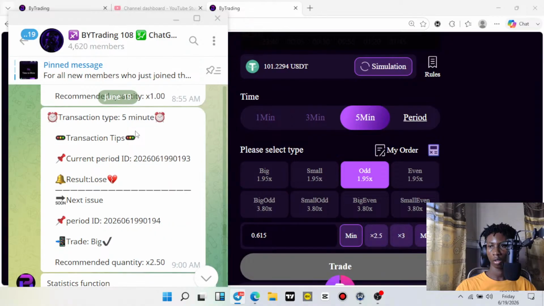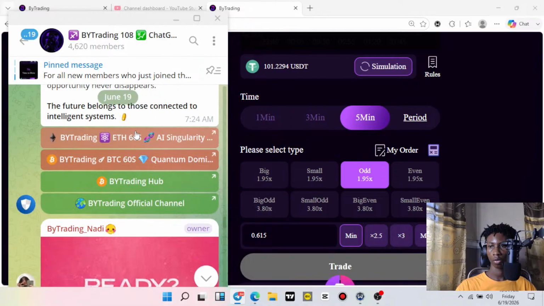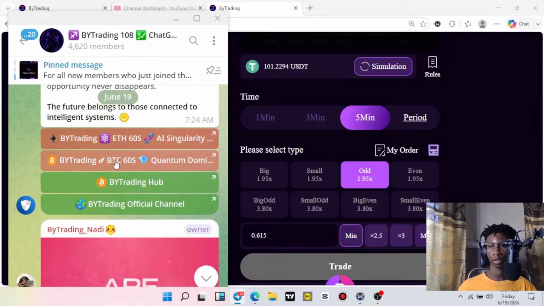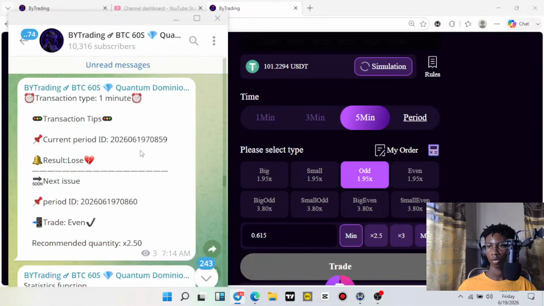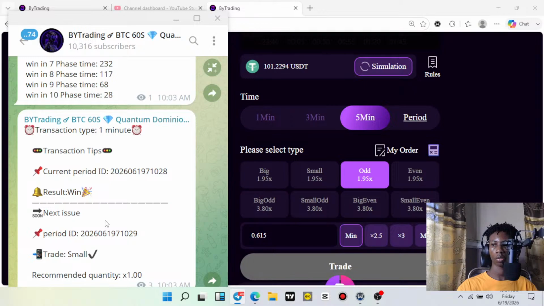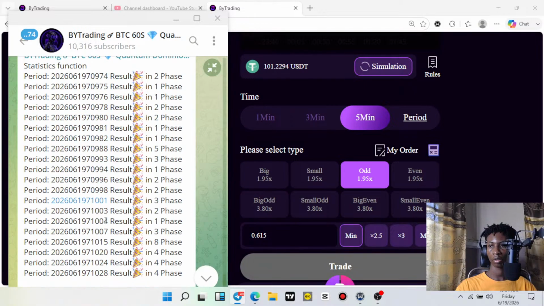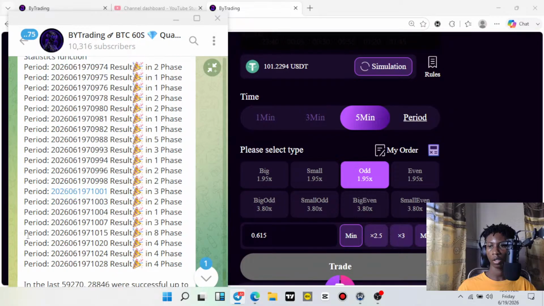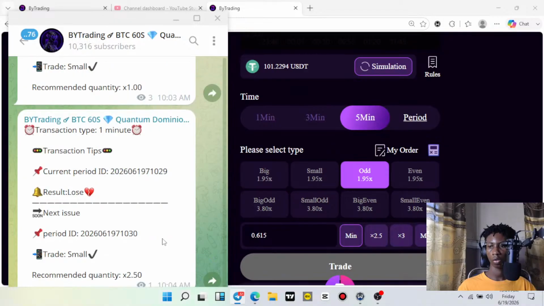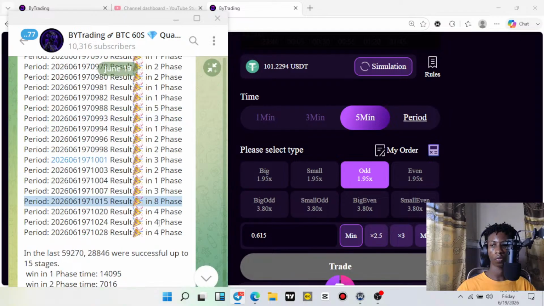So let me also go and show you guys that part too. It's on BTC 60 seconds. Right here, you guys can see that they still do drop signals. They still drop signals on the 1 minute one, and this one is active 24/7. They actually won on the eighth phrase on this particular one. Had everything gone wrong on the eighth phrase, those that joined would have gotten compensation fee.